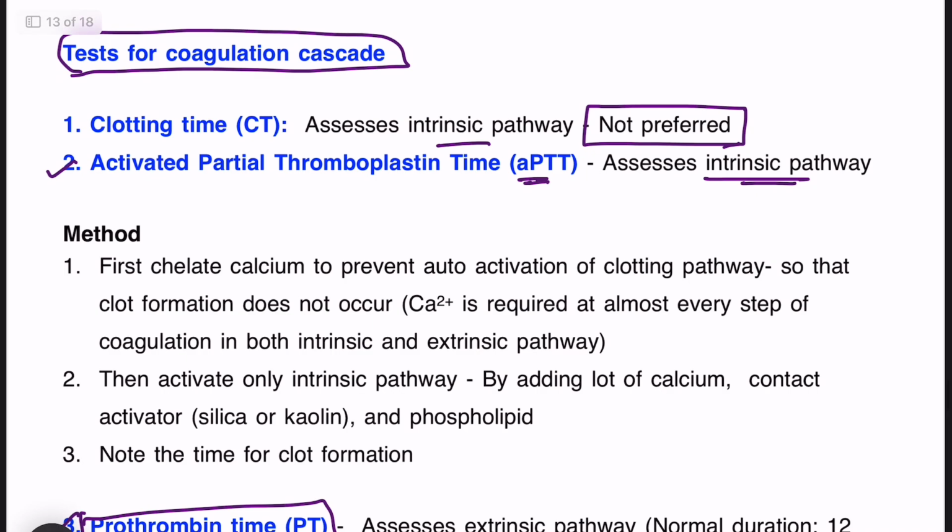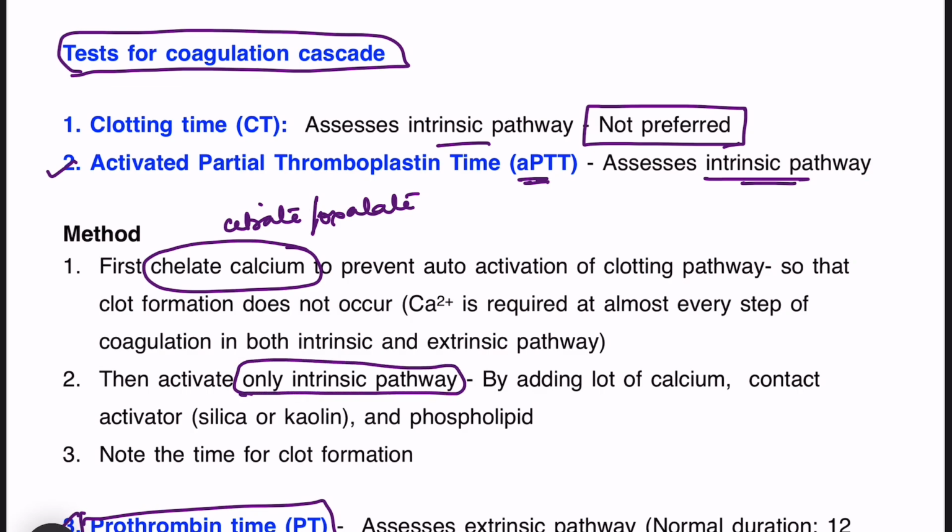How is APTT done? So what we do is we take out a sample of the blood and immediately we chelate calcium. We add a chemical which removes all the calcium, right? These chemicals are citrate or oxalate. Once the calcium is removed, the clotting pathway cannot be activated because calcium is required in so many steps of the clotting pathways. Now we activate only the intrinsic pathway.